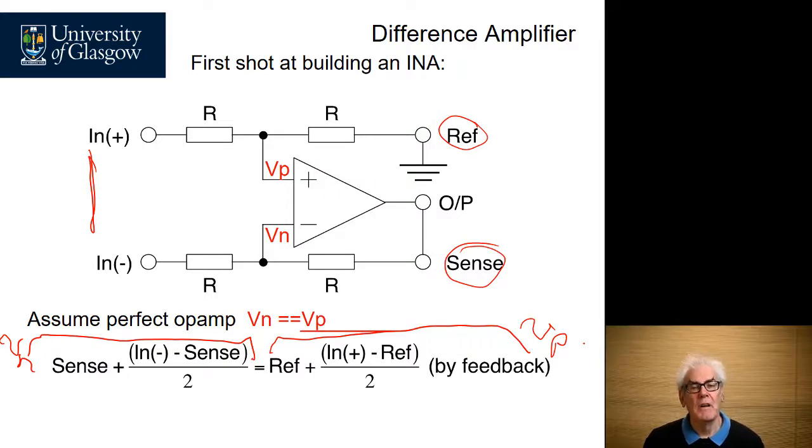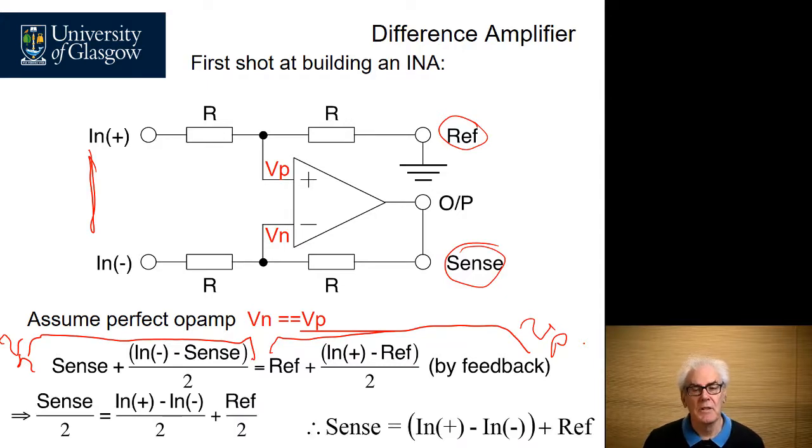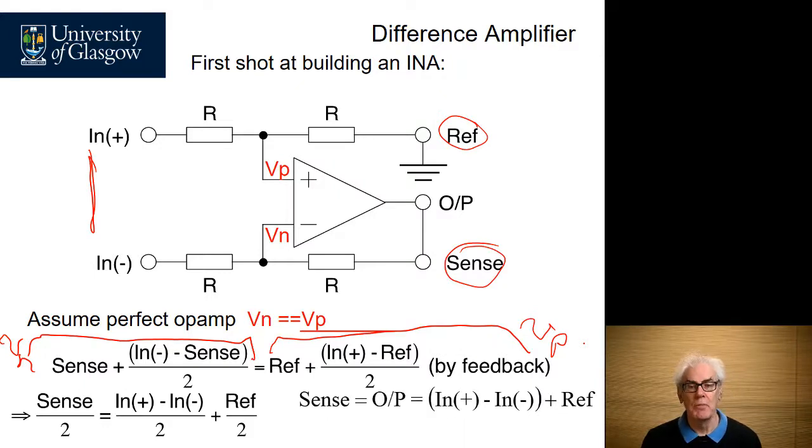So we now have both sides of the equation, and we can calculate that the sense, which equals the output signal, is the difference between the two input signals plus the reference. In this case, because the reference is 0, effectively the sense, or the output, is the difference between the two inputs. But right now we only have a gain of times 1. Can we improve on that?